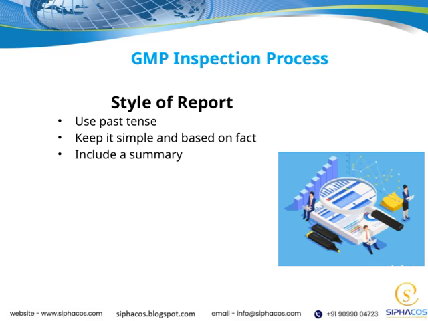By maintaining this simple and factual style, we ensured that the report served as a reliable record of what was inspected and what was found. To summarize, the key points were clarity, accuracy, and objectivity. This approach helped us communicate effectively and supported continuous improvement in our GMP practices. Overall, this style of report played a crucial role in maintaining transparency and ensuring compliance throughout the inspection process.